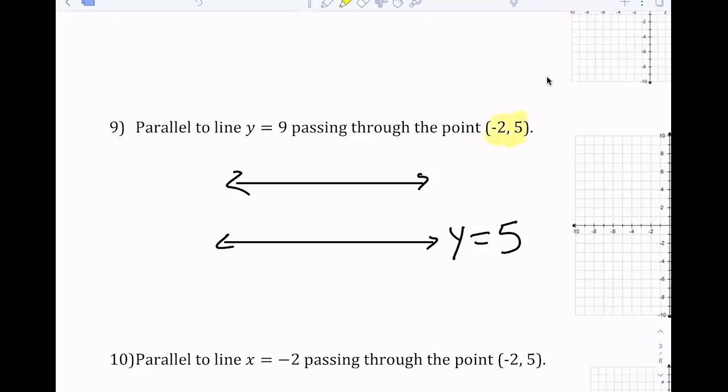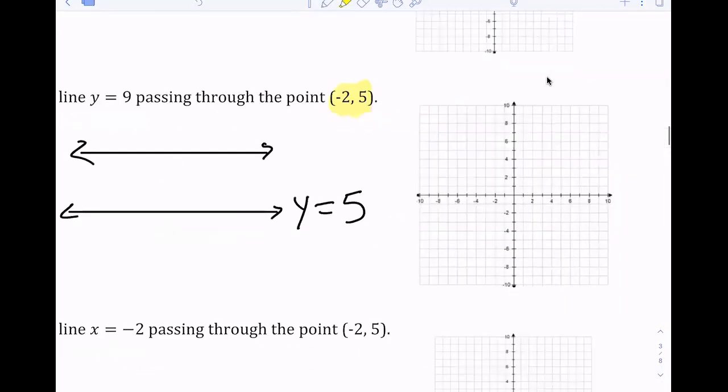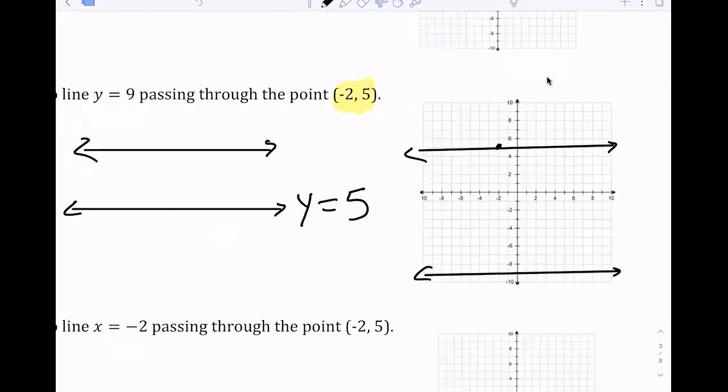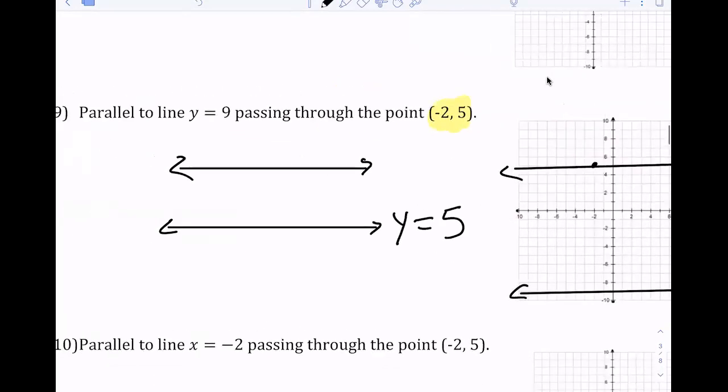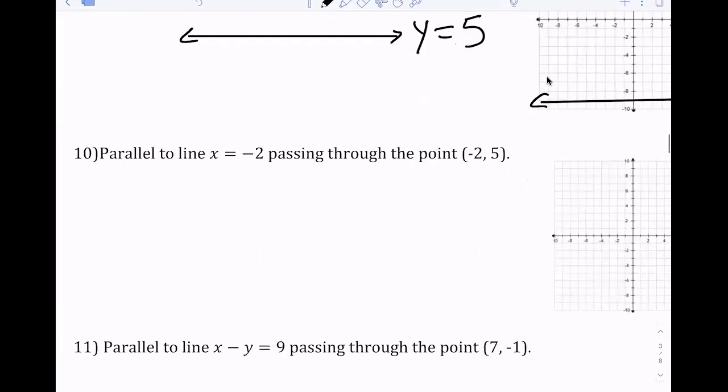So again, y equals 9 would be this line way down here. I want to graph a parallel line through point -2, 5. -2, 5 is right there. Come on now. That's a horizontal line passing through that point. y equals 5. Where'd you get the bottom line? Because I looked at the equation. I looked at the problem. It said y equals 9. That's how.